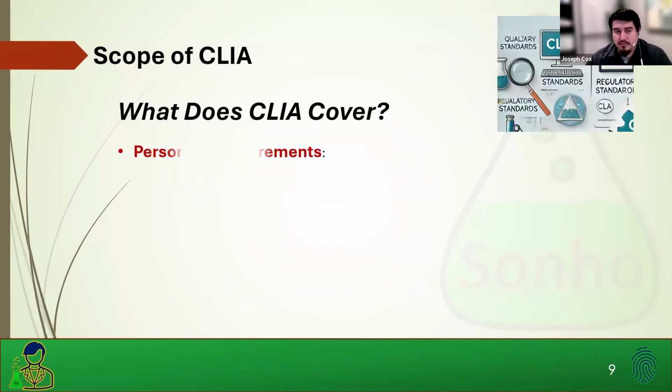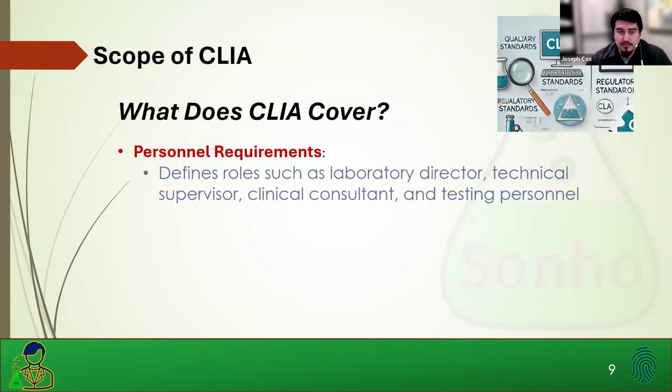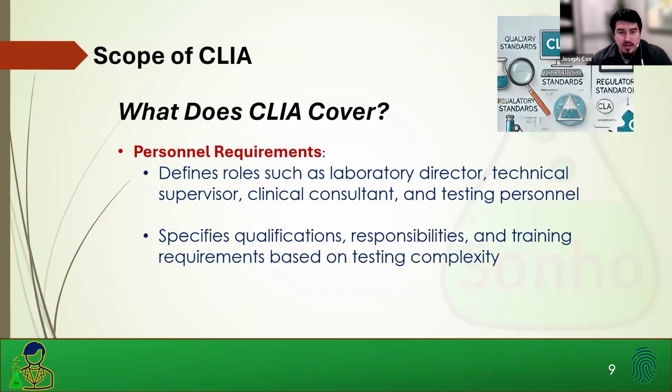So what does CLIA cover? It covers personnel requirements. So it defines roles such as laboratory director, technical supervisor, clinical consultant, and testing personnel, as well as specific qualifications, responsibilities, and training requirements based on the testing complexity. So all these roles have different responsibilities and require different qualifications and training based on the testing complexity. There's less training and less responsibility on waived testing, and then a little bit more on moderate testing, and then more stringent rules for qualifications and training for high complexity.